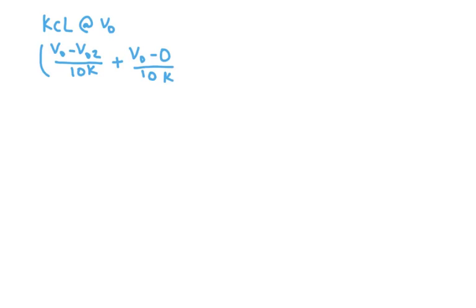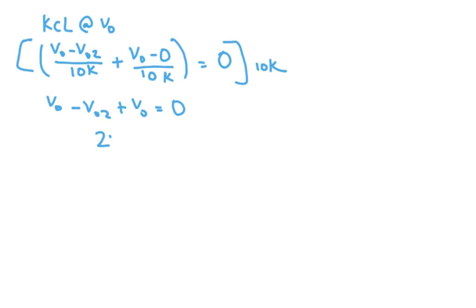So we know that we do KCL at V0, so we will have V0 minus VO2 over 10K plus V0 minus 0 over 10K, which will equal 0. If we multiply everything times 10K, we will get V0 minus V02 plus V0 equals 0, and 2V0 equals VO2, which means V0 is going to equal 1.2 volts. Okay, that's it.